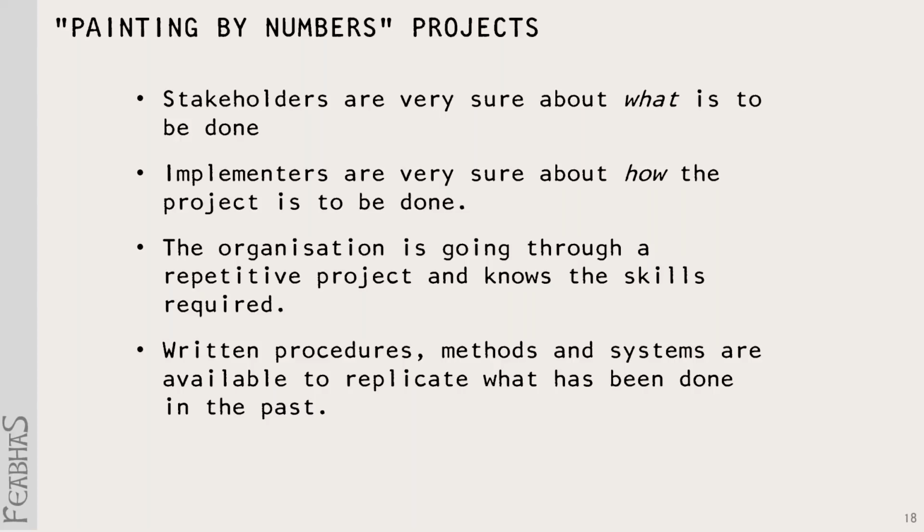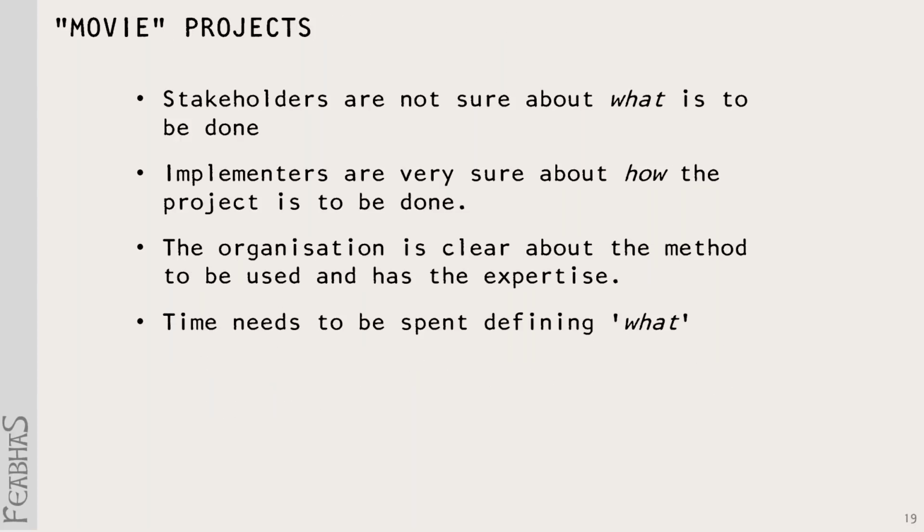Moving up the scale, we have what Obeng calls movie projects. In this case, the implementers know how they're going to solve the project, but the stakeholders don't know what is actually to be done. Obeng calls these movie projects by analogy to the filmmaking industry. We know how to light sets, we know how to operate cameras, we know how to do special effects. The one thing we don't know is what the script is. We don't know what the story is. So we have the expertise, but we have to spend our time and effort here defining what it is exactly we want to achieve.